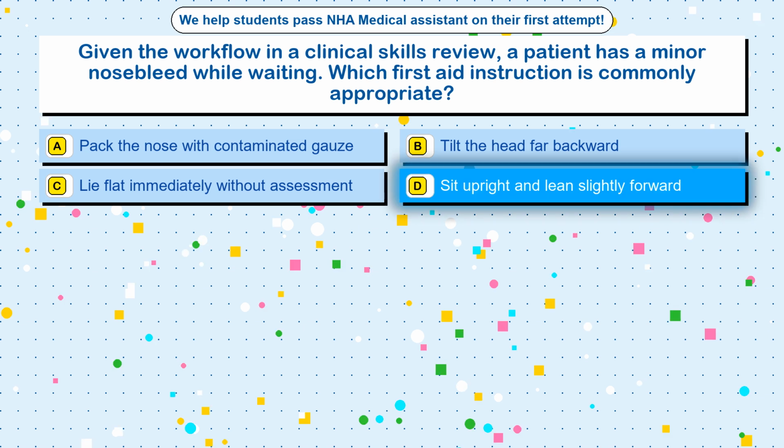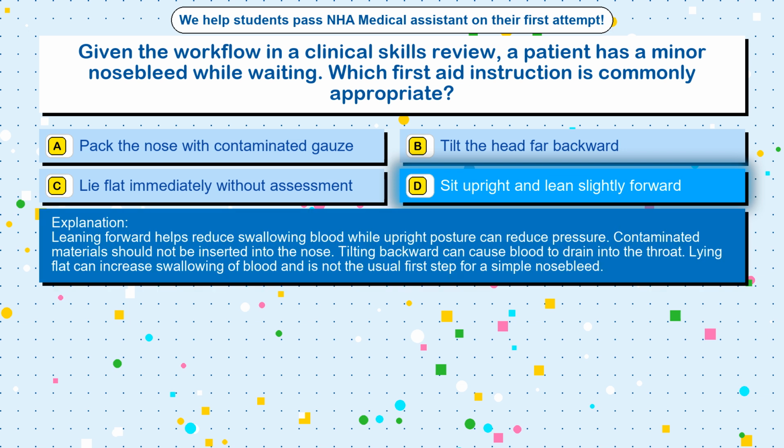The correct answer is option D. Sit upright and lean slightly forward. Leaning forward helps reduce swallowing blood, while upright posture can reduce pressure. Contaminated materials should not be inserted into the nose. Tilting backward can cause blood to drain into the throat. Lying flat can increase swallowing of blood and is not the usual first step for a simple nosebleed.